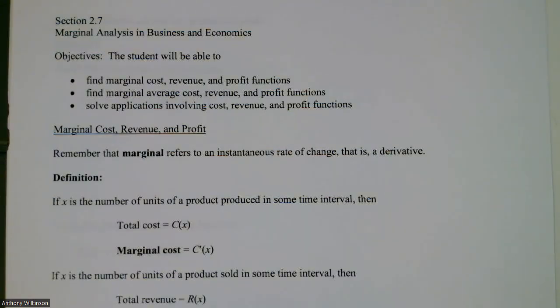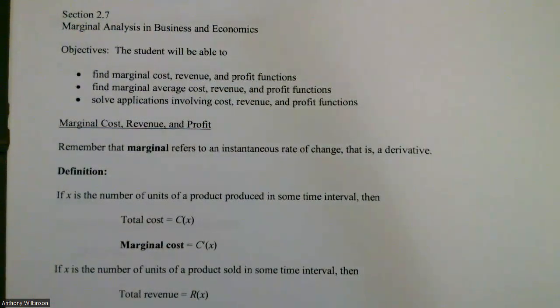All right, in this section, we're going to talk about section 2.7. In this video, we'll look at 2.7, wrapping up chapter 2, dealing with marginal analysis in business and economics. We're going to find the marginal cost, revenue, and profit functions, find marginal average cost, revenue, and profit functions, and also solve applications involving cost, revenue, and profit functions. All right, so first of all, we'll talk about marginal cost, revenue, and profit.